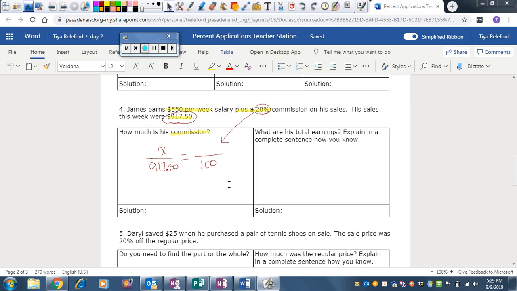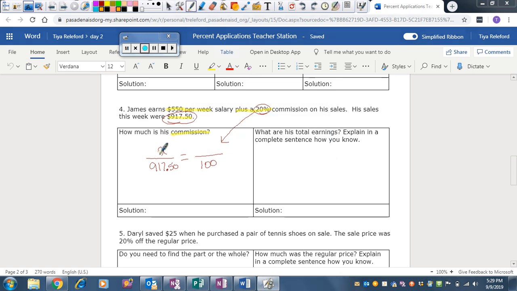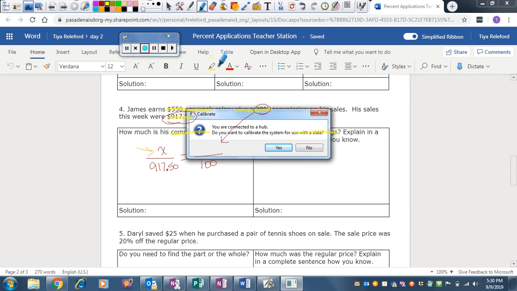So my question says, how much is his commission? Oh my goodness, I don't know why that keeps popping up. X is his commission. Now the next part says, what are his total earnings? If it is commission, you are going to add. So go ahead and add those up. Make sure it makes sense.